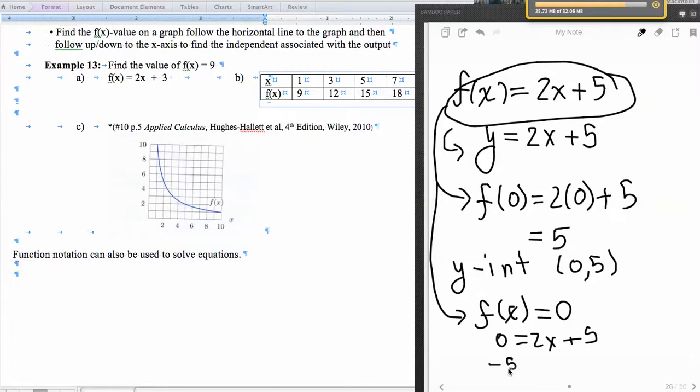And so negative 5 is equal to 2x. And so x is equal to negative 5 halves, and that's finding my x-intercept, and it's using the function notation to do it. So this is how we would represent an x-intercept. And that pretty much brings this section full circle to the last two sections that we were dealing with, and showing how function notation can actually be used there as well.